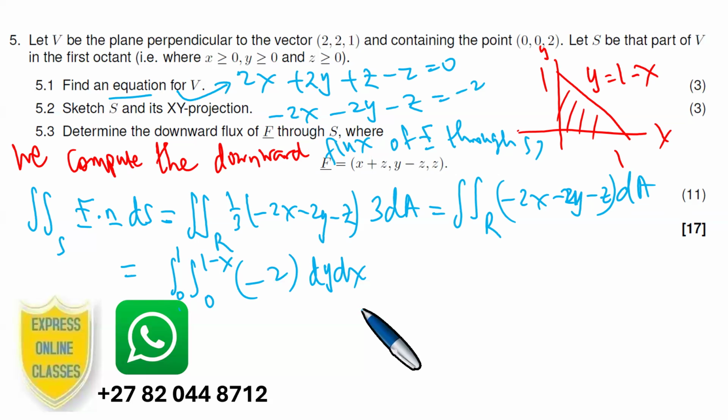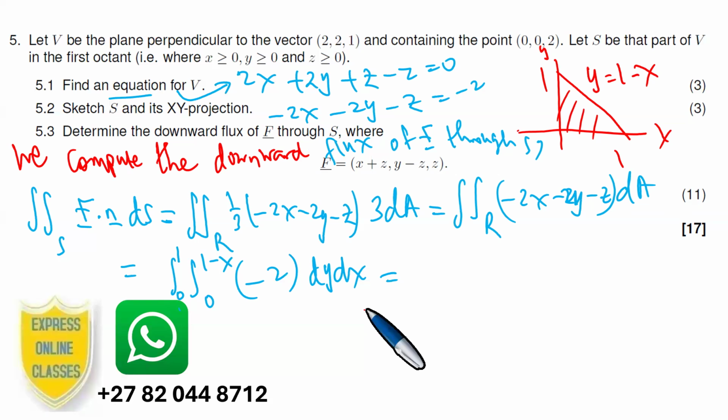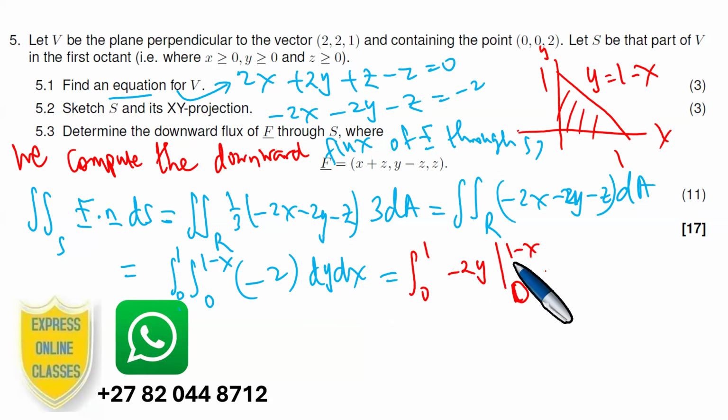Okay, now let us do some integration here. It means the integral from 0 to 1, but the integral of minus 2 is going to become minus 2y, from 0 to 1 minus x, dx.